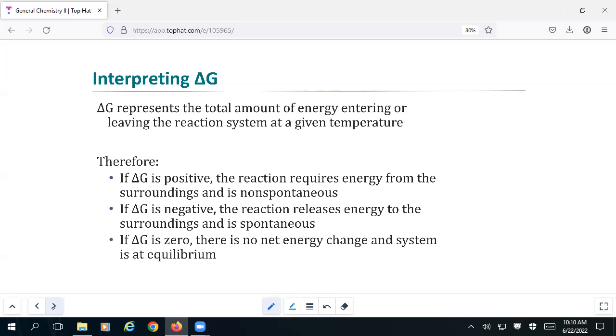If delta G is negative, that means that the reaction is releasing net energy. This would be a spontaneous process, meaning it would run on its own. We might need to provide it a little bit of activation energy to get the whole party started. But once that activation energy was present, the reaction itself would generate enough energy to supply the activation energy for the rest of the reaction plus extra output.